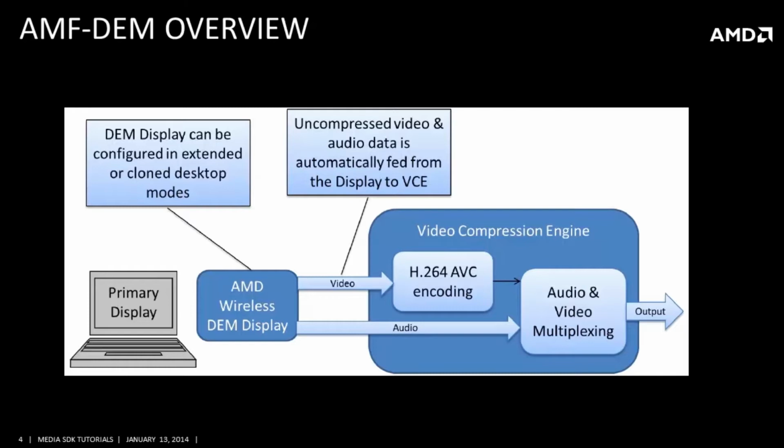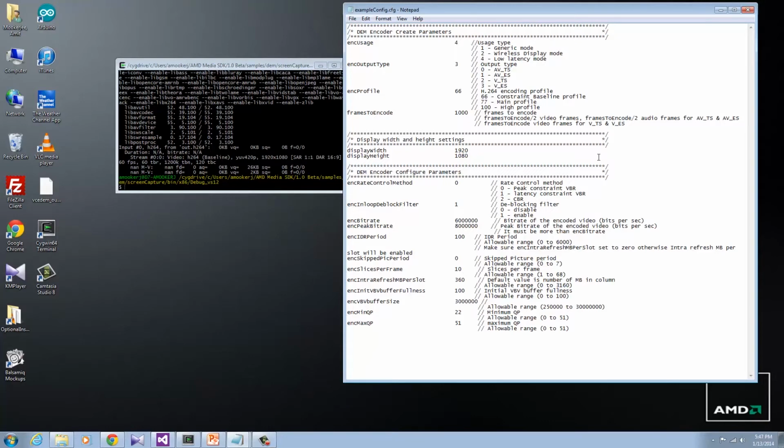Now we're going to look at a sample application and delve into some source code, so you get a feel of the interface and how you can use AMFDEM in your application. For this purpose, we're going to look at the screen capture application in the Media SDK 1.0 release. I'm going to start with the file example_config.cfg, which basically provides configuration information for the AMFDEM library.